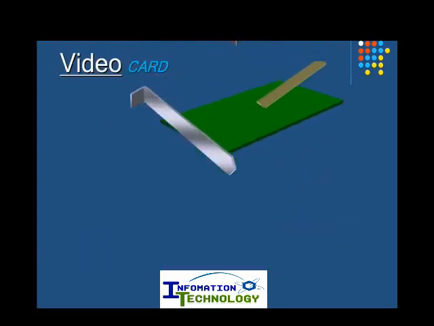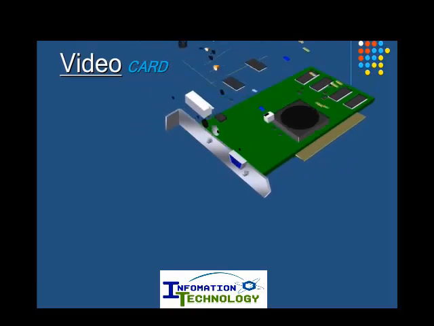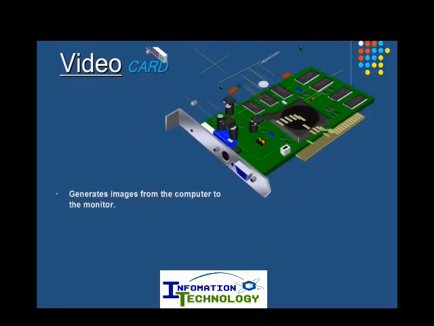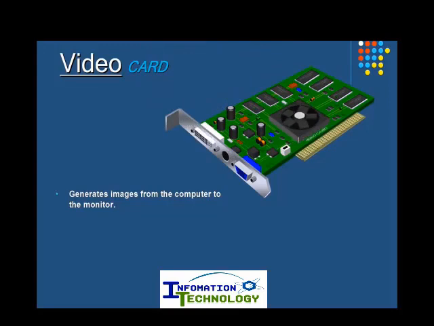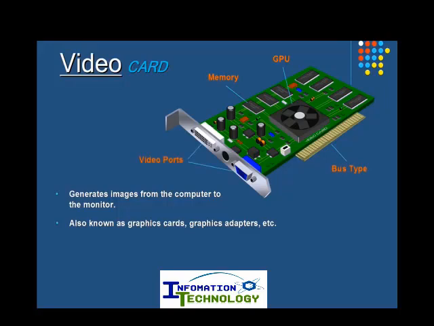One of the most common adapter cards is a video card. A video card is what generates images from your computer to your monitor. A typical video card is a printed circuit board that directly attaches to the computer's motherboard. Video cards are also known as graphics cards, graphics adapters, and so on. A video card has several key components, such as a graphics processor unit or GPU, memory chips, a bus type, and video ports. The way video is transferred from the video card to the monitor is through the video ports.